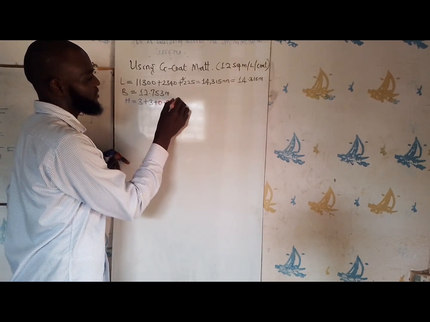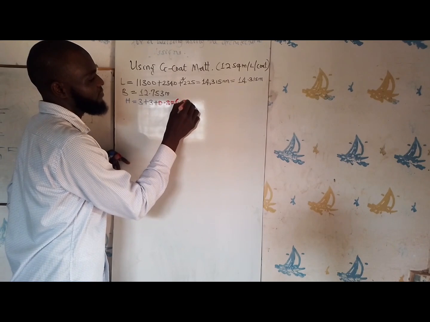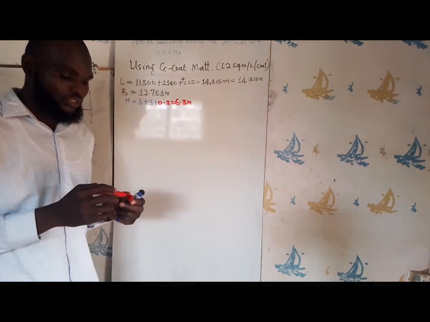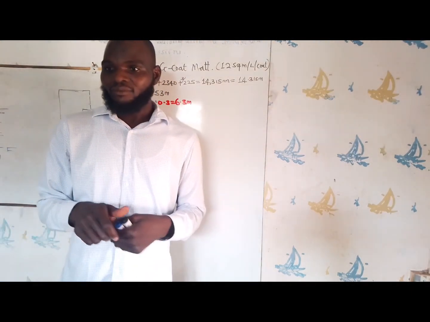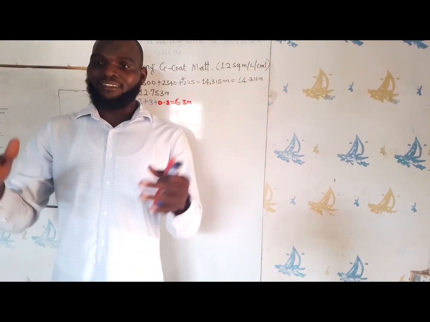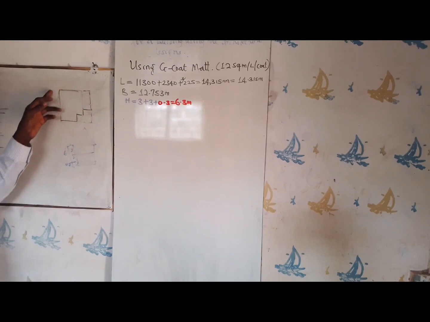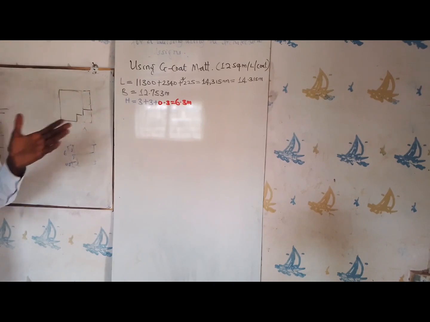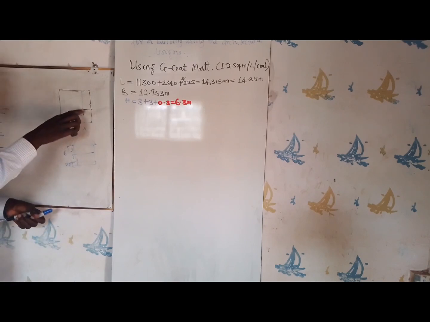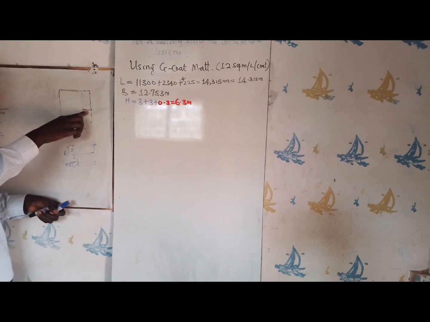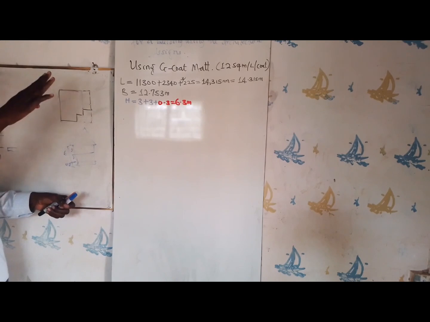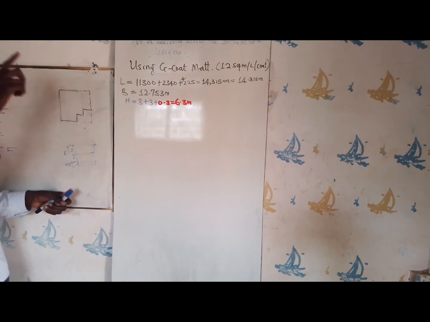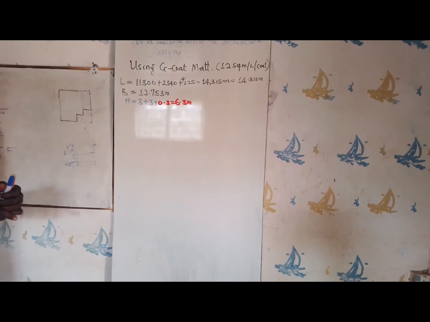0.3, which is 6.3 meters. Now we need to get the area of all the 4 sides, assuming that our levels are the same. We assume that the heights are the same. After that, we will deduct the areas that we added there that did not go up. The area that we added there that did not go up, we remove it from our areas.